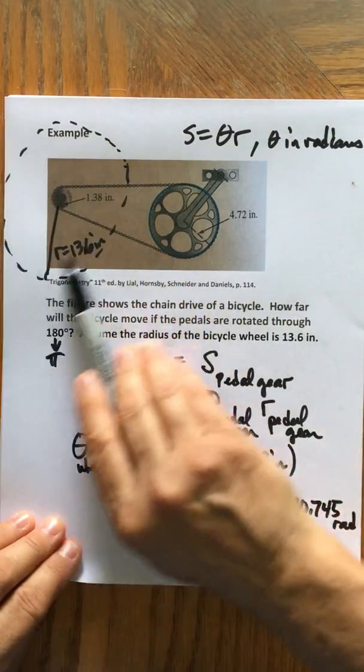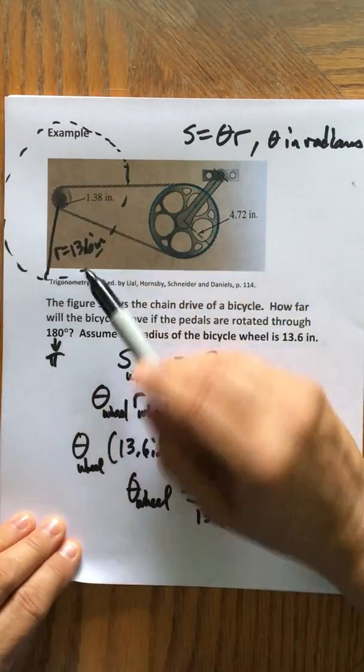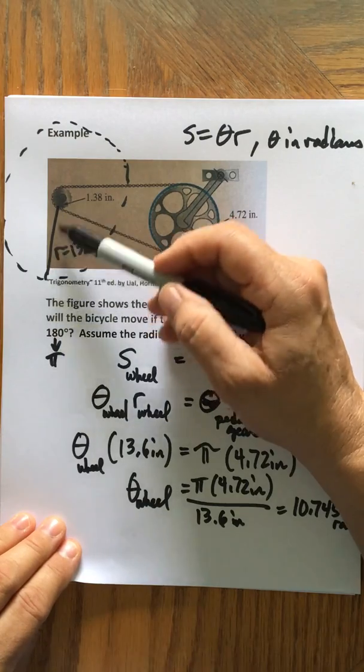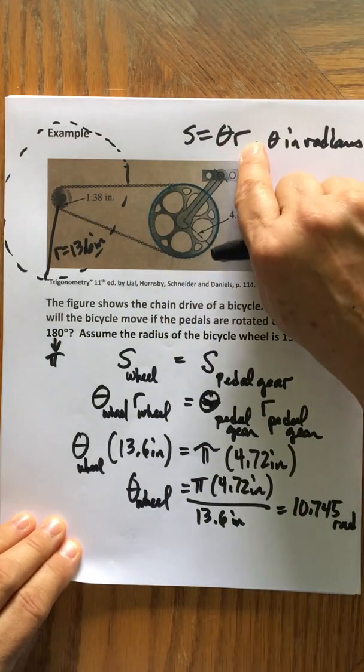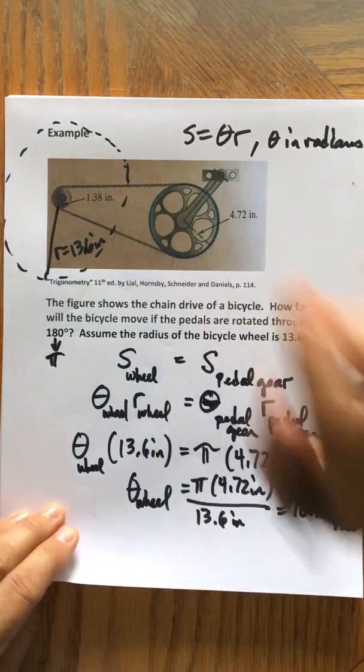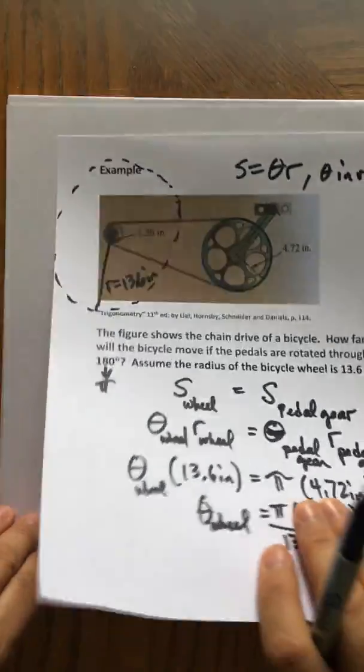Now we know what this goes through in terms of the revolution. We know the radius of this. So obviously we now know theta and r for the wheel. All we have to do is multiply them together to get s. So now let's go ahead and do that.